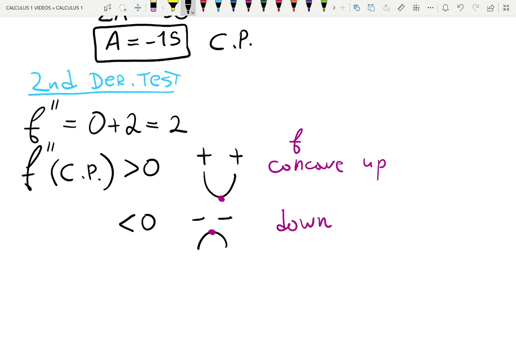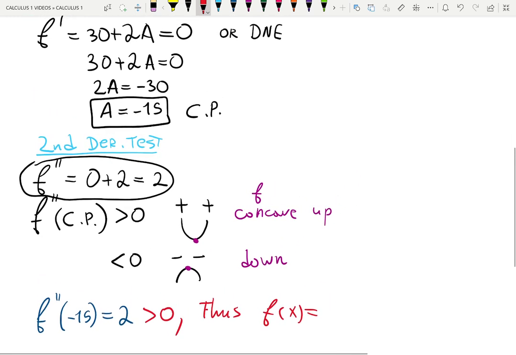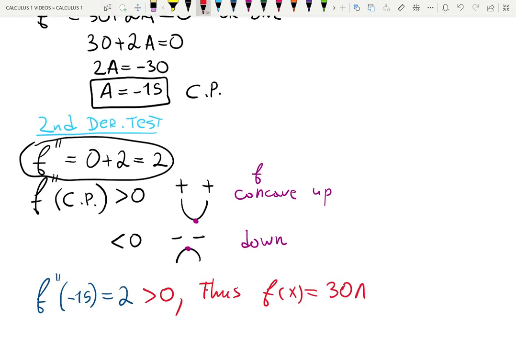Well, maybe you have noticed that no matter what I plug into the second derivative, it still gives me 2. So I can say that f prime prime at negative 15 is still 2 because it's a constant. That doesn't really matter that it is 2. What matters is that it is positive. Thus, the original function f of x, which is, what was it? 30a plus a squared, is concave up.